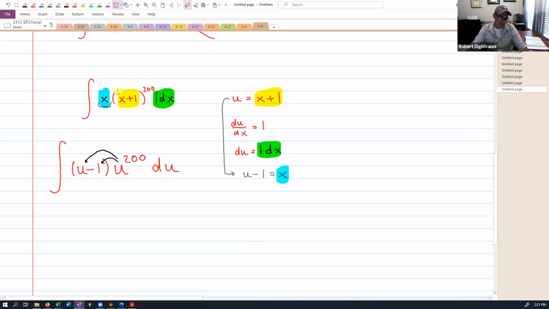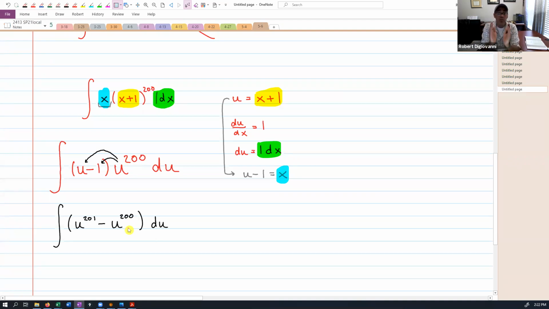I couldn't do that up here. You might want to push the x in here, but you can't push the x in here because the 200 has to happen first. But because of this very simple substitution, which didn't seem like it was going to help, this problem now becomes the integral of u to the 201 minus u to the 200th power du. So I just distribute. When I do u times u to the 200th, I just add 1 to the power. And then 1 times u to the 200th is u to the 200th.